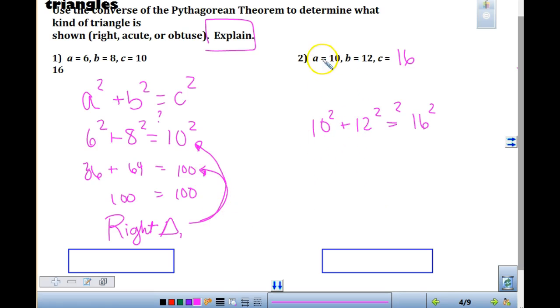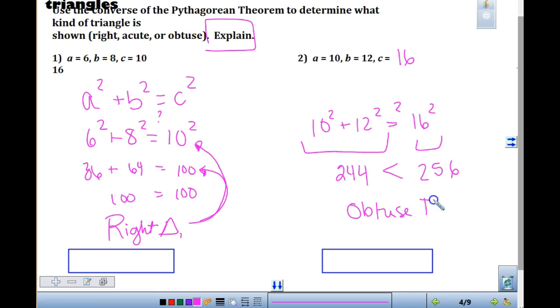If I'm taking a look at this next one, please put this in your calculator: 10 squared plus 12 squared. And then put 16 squared in your calculator. Then we are going to put down an obtuse triangle. And again, could you have put in 100 plus 144 to do this? Yes, but you can put that whole thing in your calculator.